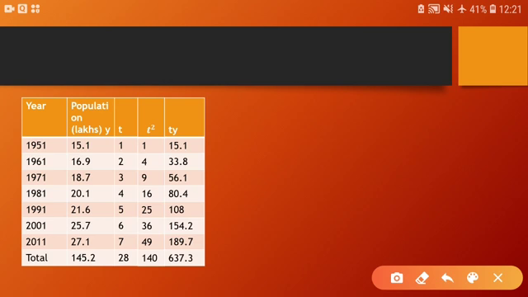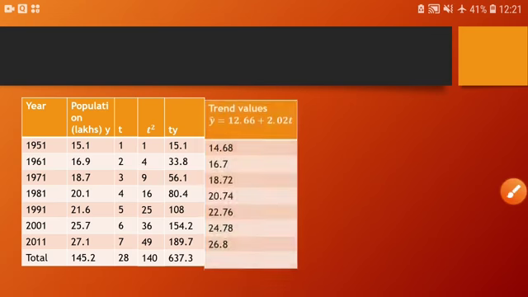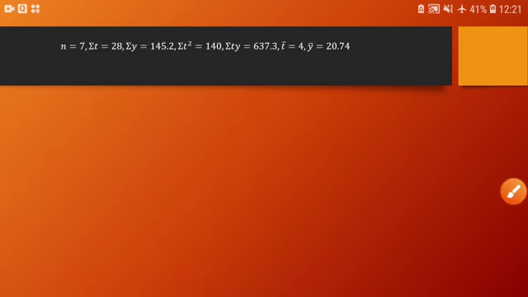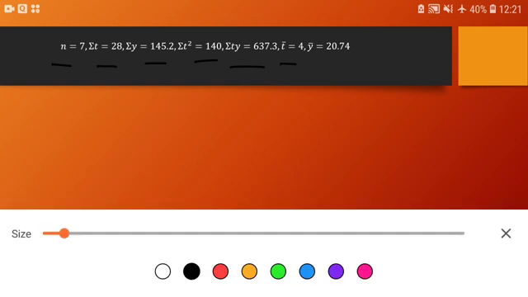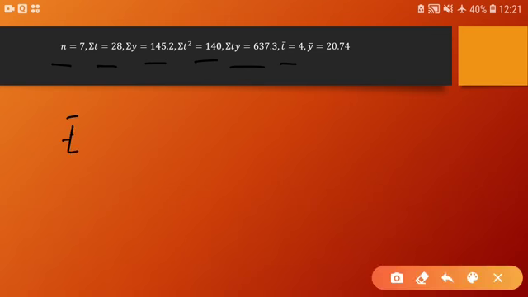So what you got? You got total of y, total of t, total of t square, and total of ty. Okay, you got these particular totals. So I have written what I found: n, sigma t, sigma y, sigma t square, sigma ty. Now this t bar, you know how to find the t bar. T bar is equal to sigma t upon n.